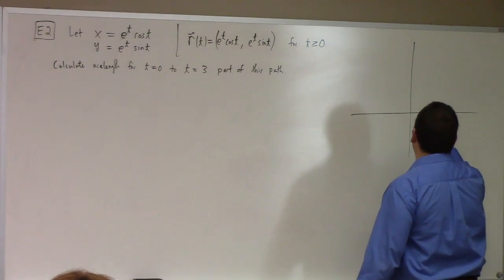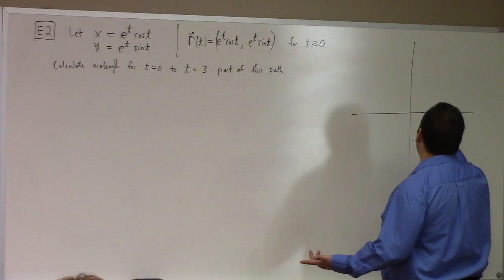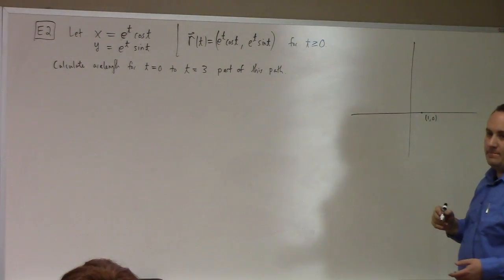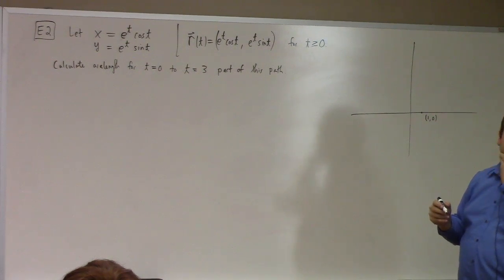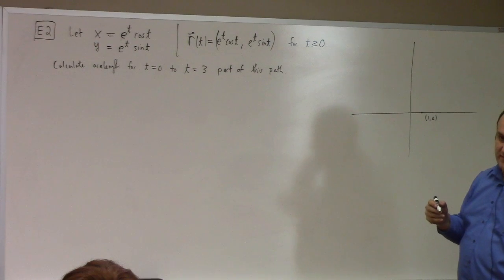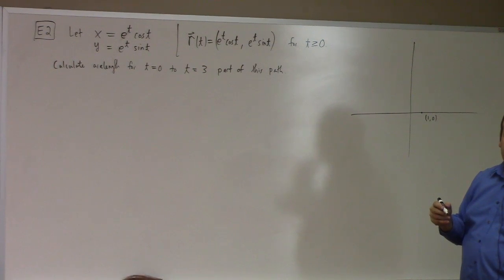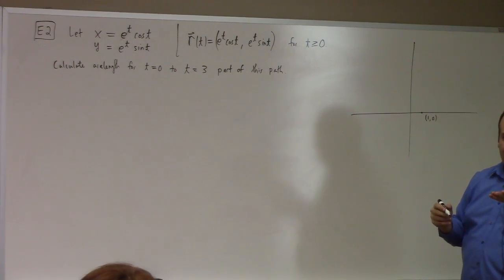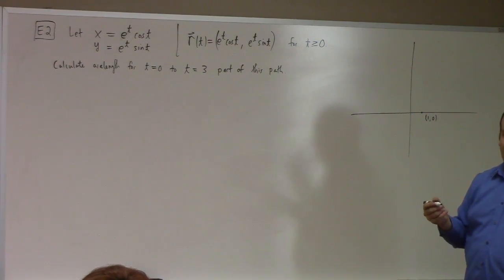So maybe I start here, right? At t equals 0, we get (1, 0). What happens when you get to t equals pi over 2? Cosine of pi over 2 is 0, sine of pi over 2 is 1. What's e to the pi over 2? I don't know right off the top of my head. e to the 1.5 is what? Let's say it's 5.